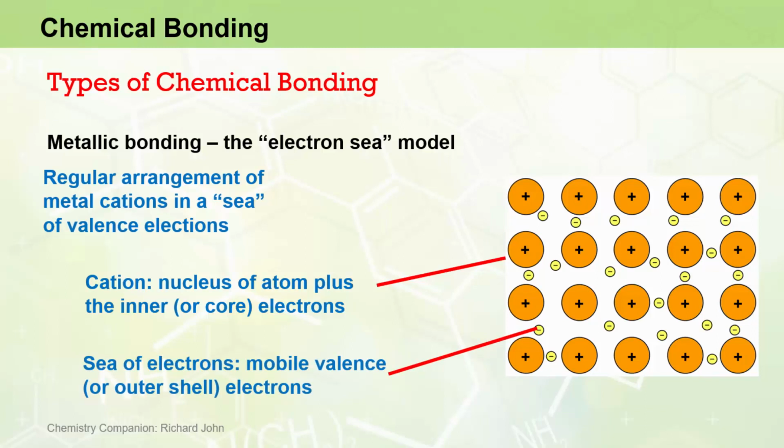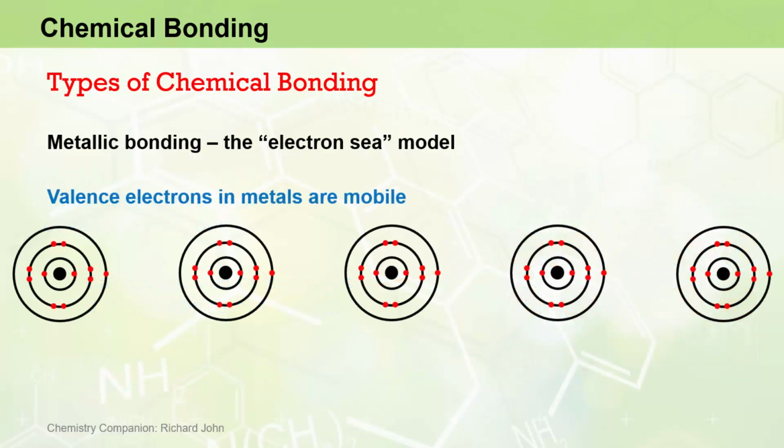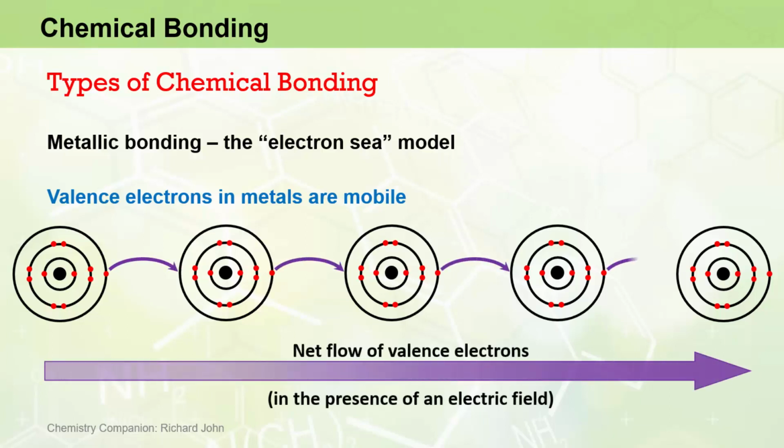The negatively charged valence electrons are confined to the metal by the electrostatic attraction to the positively charged nuclei, and they are uniformly distributed throughout the three-dimensional structure of the metal. The valence electrons are considered to be mobile, and no individual electron is confined to a particular metal nucleus or metal ion. In the presence of an electric field, such as when a metal wire is connected to the terminals of a battery, the valence electrons become highly mobile and they jump from nucleus to nucleus and show a net flow of valence electrons through the metal towards the positive terminal of the battery.